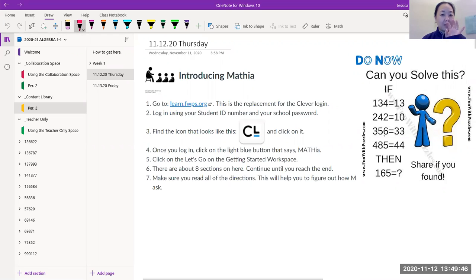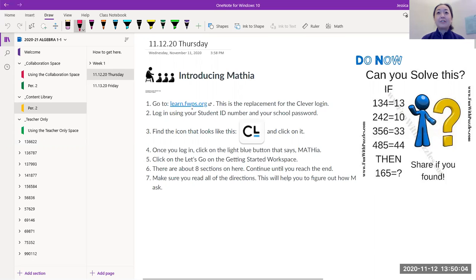So look at the patterns, find the patterns. Your brain wants to find patterns, right? And then tell me what you think 165 is. So far, nobody in class figured it out. So let's see if you can. We also did Mathia today, and I'm not going to tell you the answer, not until somebody figures it out.